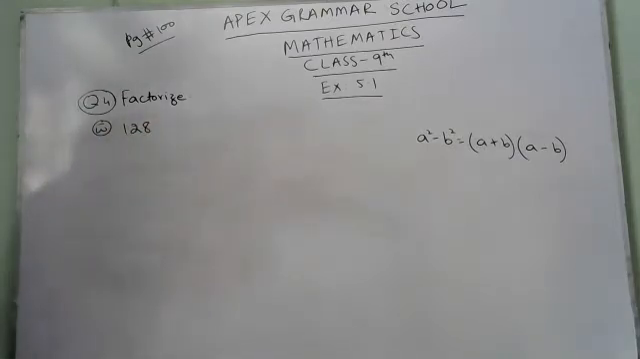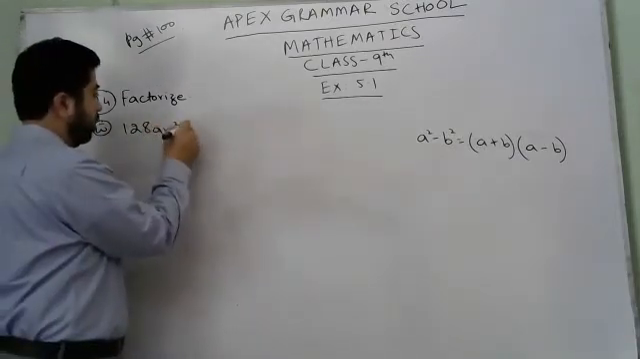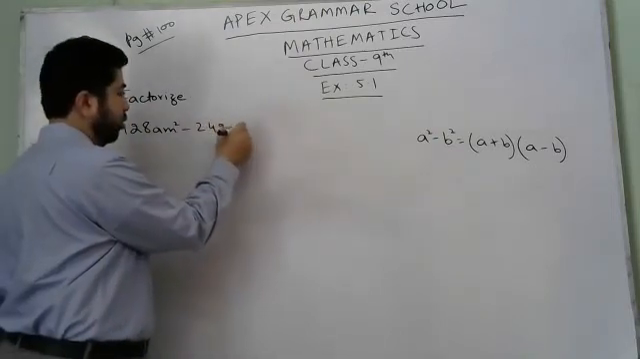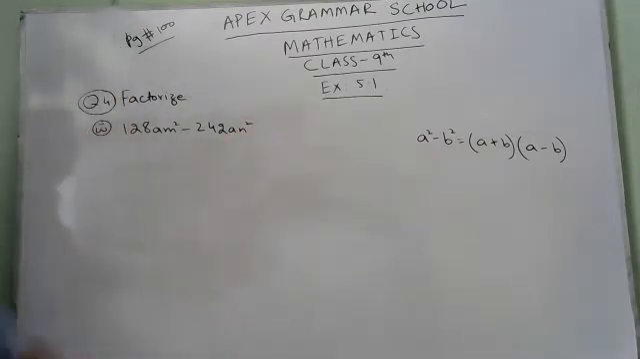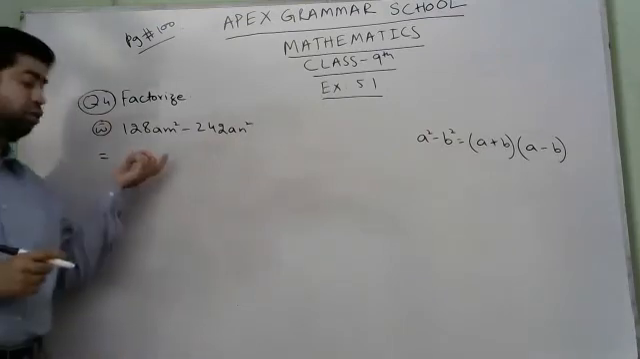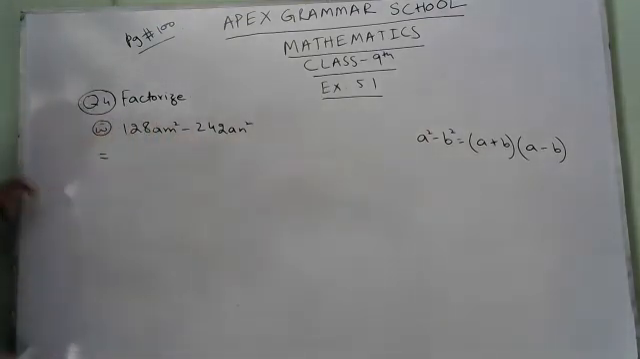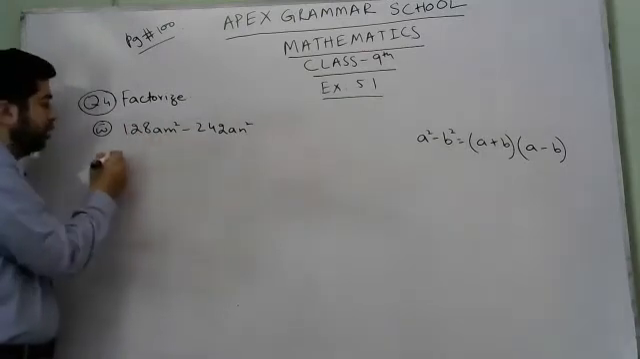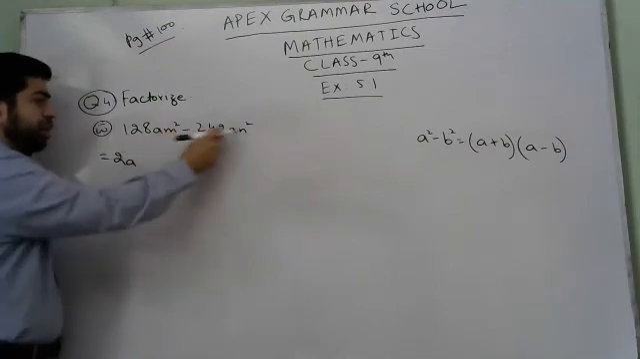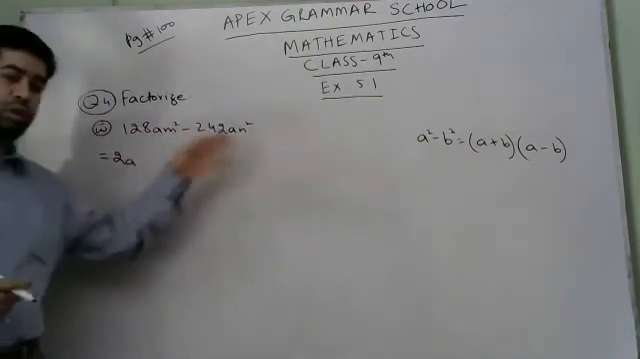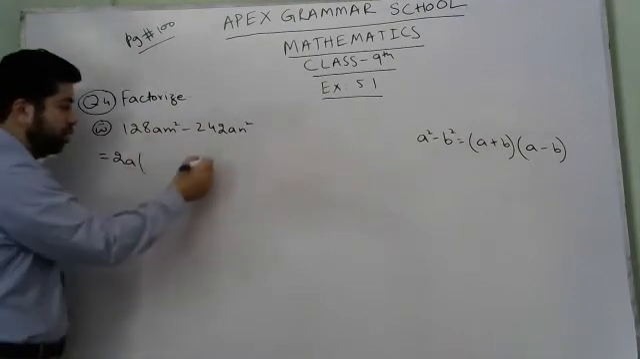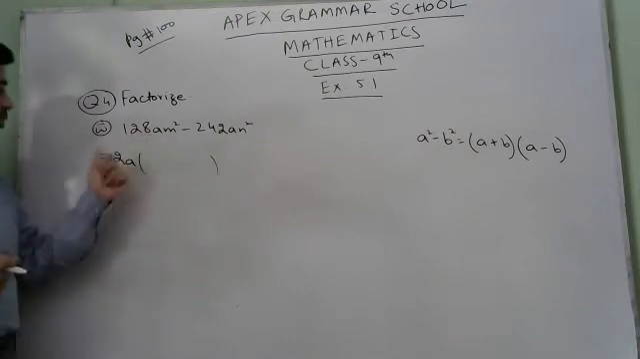128 a m square minus 242 a n square. This is a very important short question. The first step is that you know what is common here. You can see that 2 is common here, and a is here, a is here, a is common. This is m square and this is n square, so m is not common and n is also not common. So after taking 2a common, what will be here?